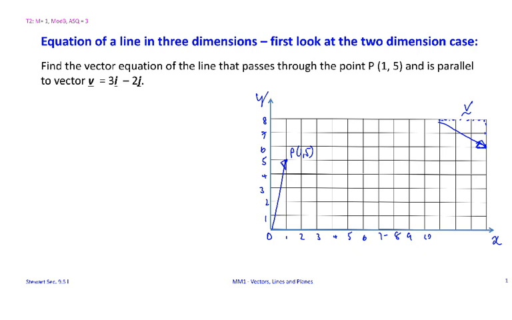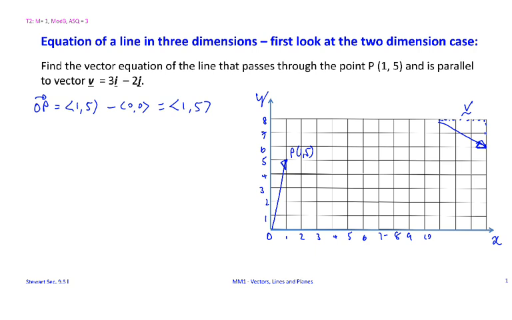Now, firstly, let's consider the position vector OP. There's our position vector. So our position vector OP is (1, 5) minus (0, 0). So we've got (1, 5).